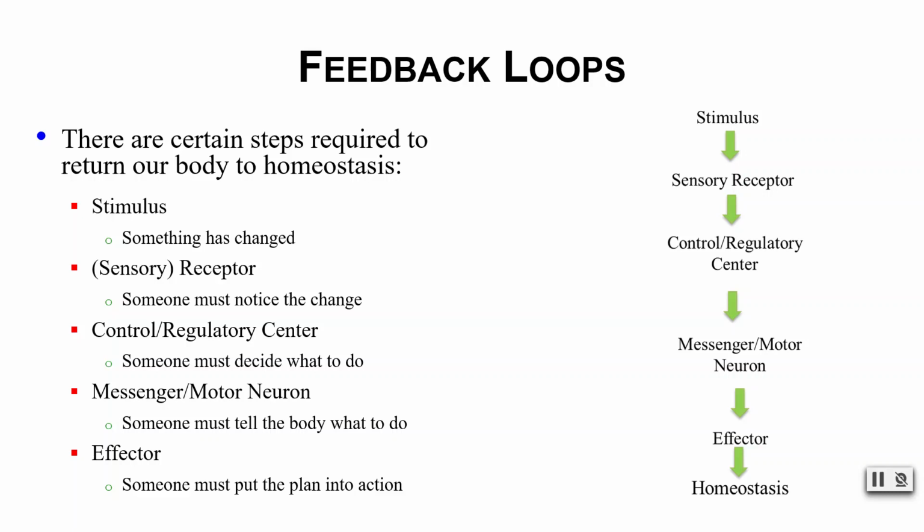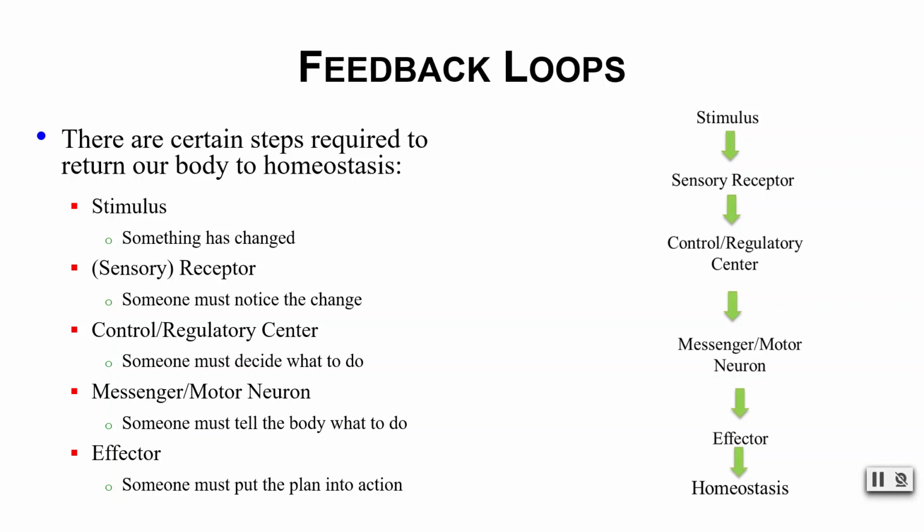Sometimes we might know a specific type of sensory receptor, and if we do, that's great. Sometimes we're not really going to be super specific. We'll be a little bit more vague and just say sensory receptor. That's okay too. We're going to have a control center, a regulatory center. Someone must decide what to do about our problem. How are we going to fix the problem?